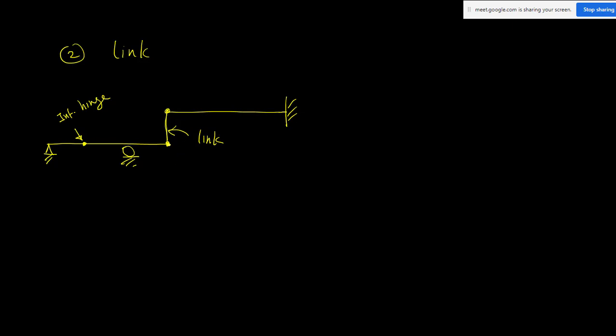If we have a link in the structure, what is the meaning of link? Link means this kind of member we have. This part is your link. So this link will give you two extra equations. We have seen the internal hinge will give you one extra equation, that is, moment at hinge equal to 0.